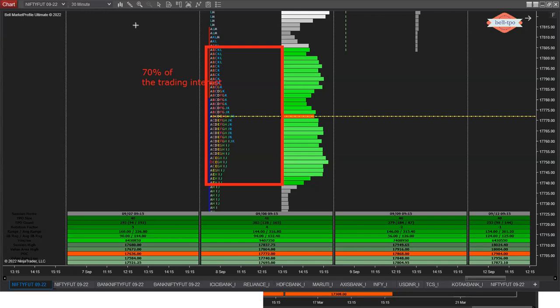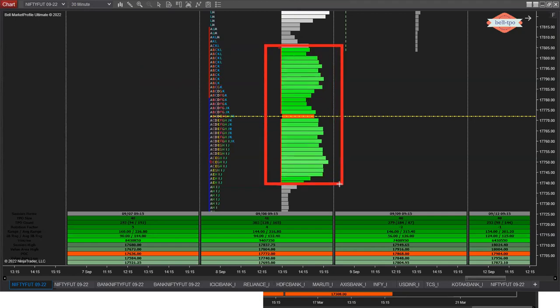Next to that, what you're seeing is the volume profile. If you see the volume profile activity, you can see where most of the volumes are happening. So 70% of the volumes are also happening at the same location, more or less. So which one is more important?